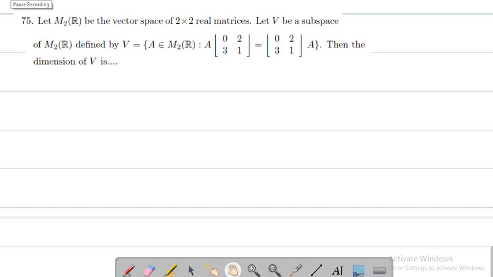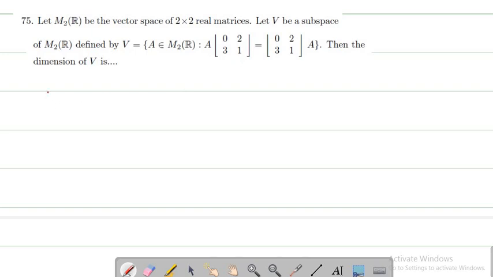So coming to the next question, we are given: let M2 of R be the vector space of 2 by 2 real matrices, and V is a subspace of M2 of R defined by the set of all A in M2 of R such that A times this matrix is equal to that matrix times A. Then we are asked the dimension of V. So we are asked to find the dimension of the space of matrices which commute with the matrix 0, 2, 3, 1.